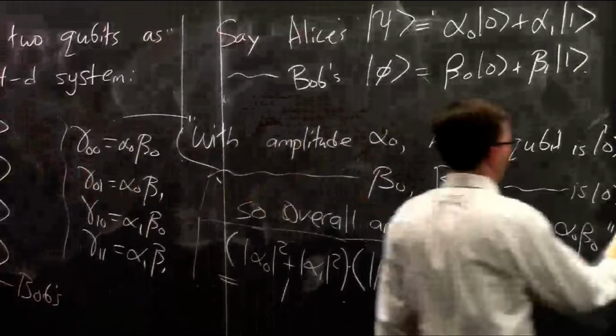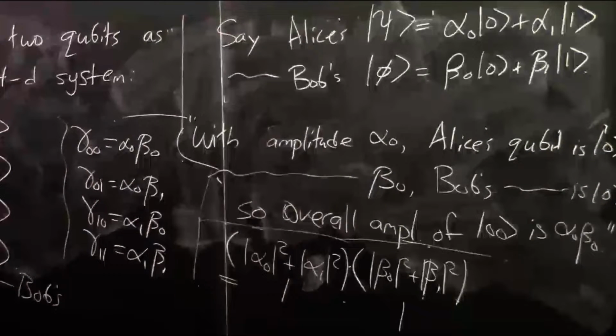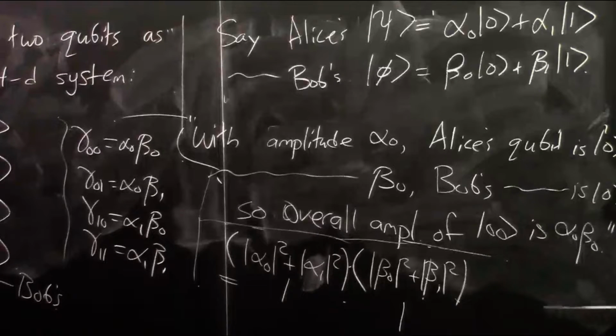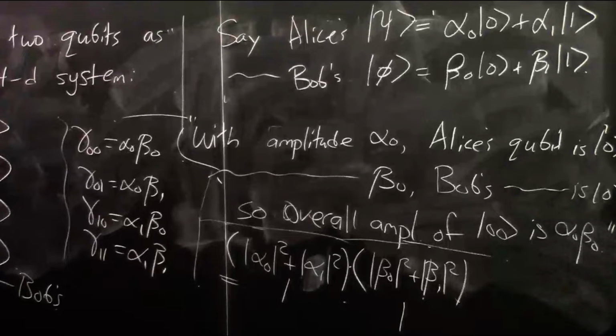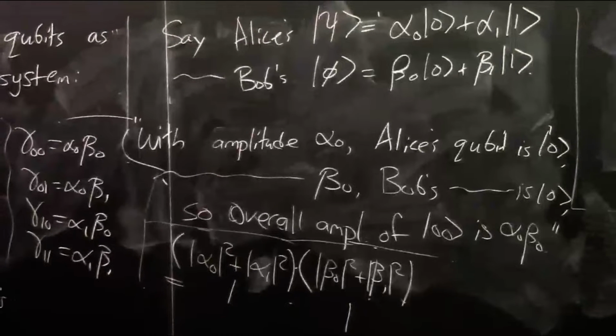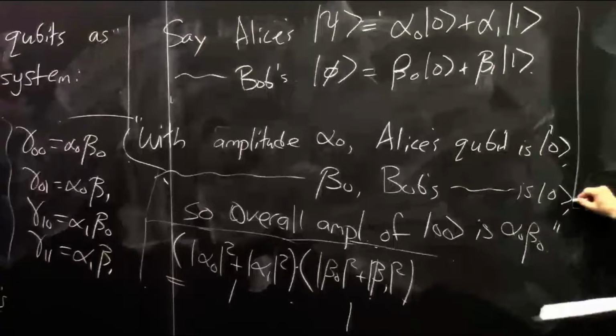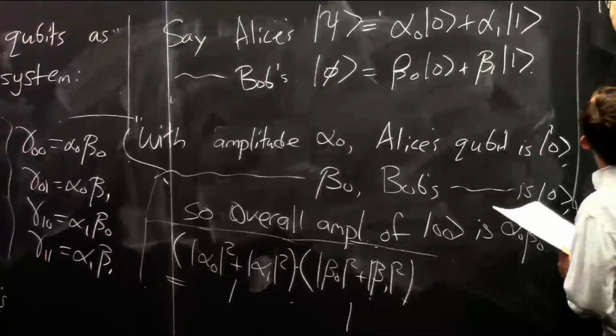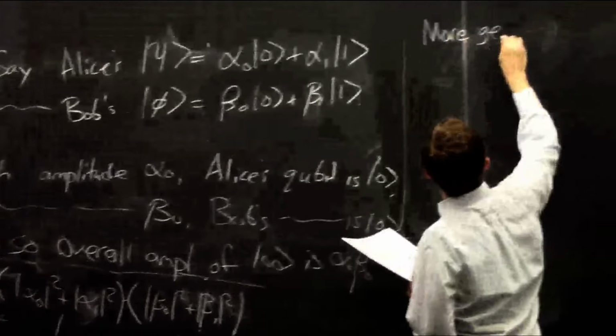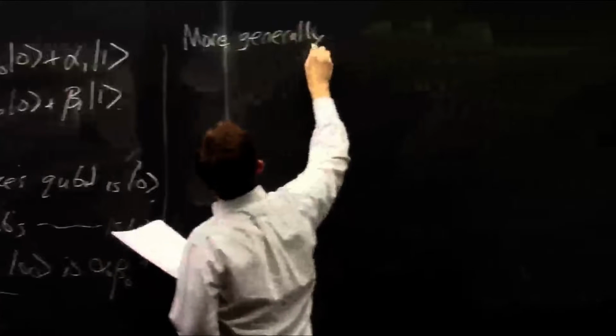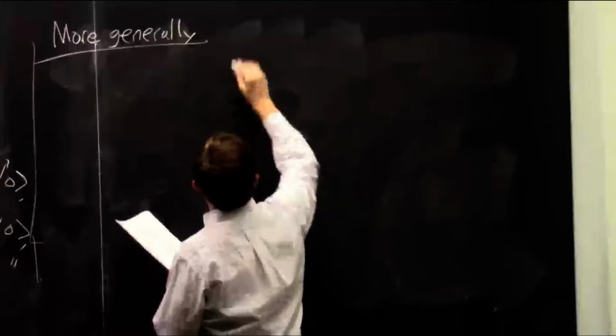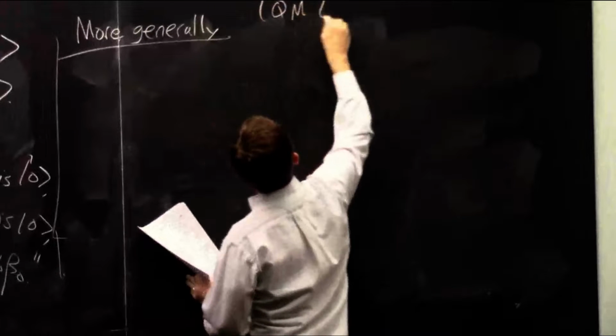So indeed, I'll just write the more general rule here. I showed you what is the rule when you take two qubits, in other words, two-dimensional states, and decide to call them a four-dimensional state. But more generally, if you have two qubits, you can adjoin them together and call them a joint state. And the rule is just what you'd get. So more generally, you can call this quantum mechanics law 4 if you wish.